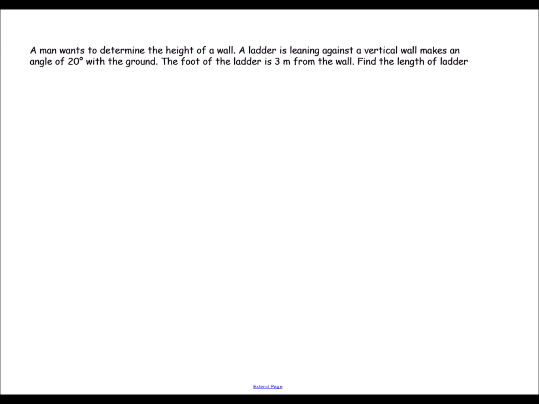Okay, let's look at this one. Similar, it's another ladder. Man wants to determine the height of a wall. Okay, ladder is leaning against a vertical wall, makes an angle of 20 degrees with the ground. The foot of the ladder, that means the bottom of it, is 3 meters from the wall. Find the length of the ladder.